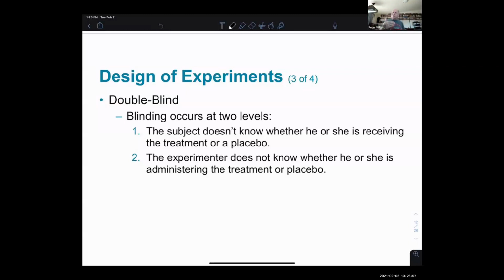So there's blinding where the subjects don't know what's going on, and there's double blinding where the subjects and the experimenters, the people implementing the experiment, also don't know who's got what.